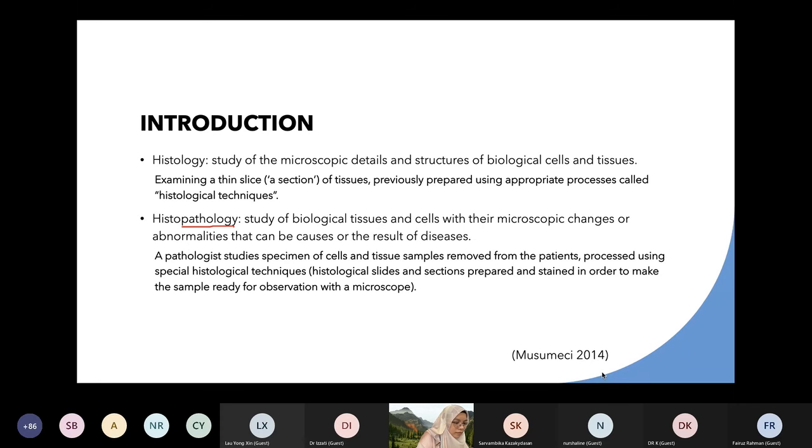pathology here. So basically, of course, it's about something related to diseases or abnormalities. So we study the cells or tissues which have been removed from patients, and of course the tissue samples have to be processed first, prepared and stained in order to make them ready for observation or assessment under the microscope.